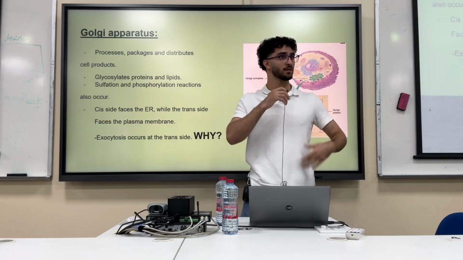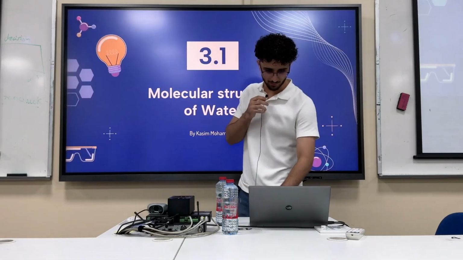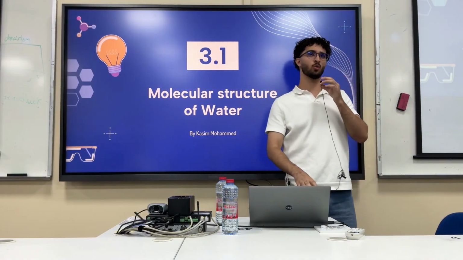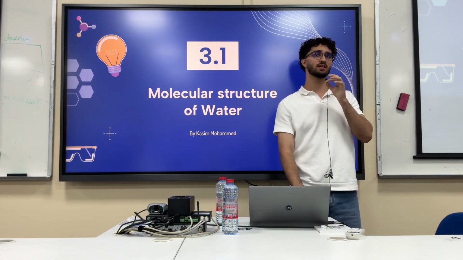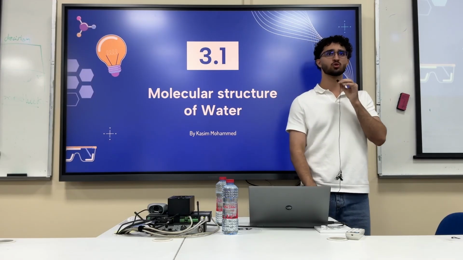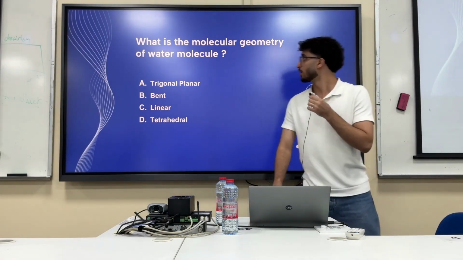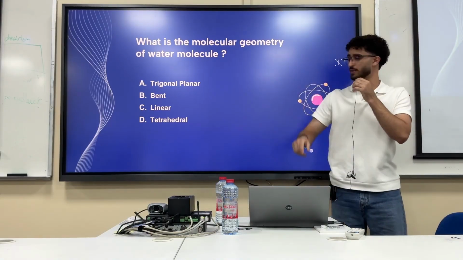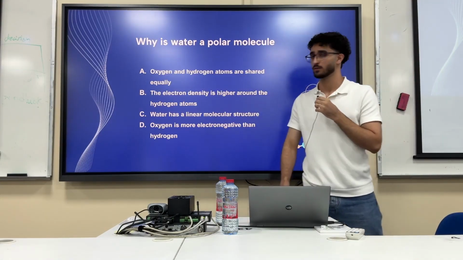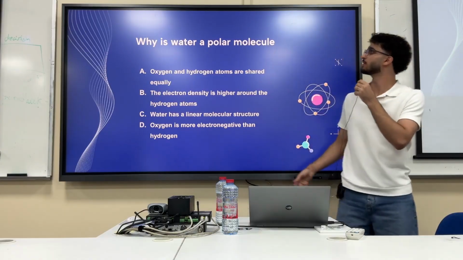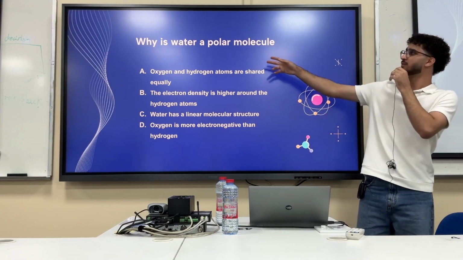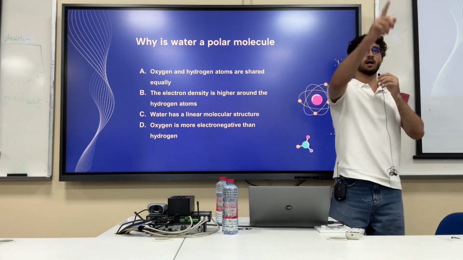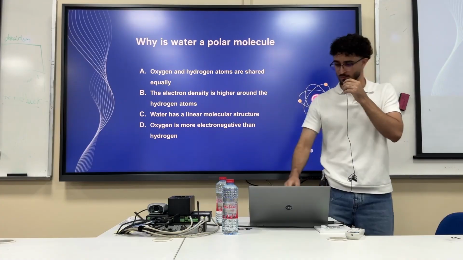Guys, I'm back with you, round 2. Let's go, 3.1 molecular structure of water. Now I will be going a bit quickly because we are a bit short on time now. Okay. Now, what is the molecular geometry of water molecule? Right. Why is water a polar molecule? Oxygen is more negative. Right.